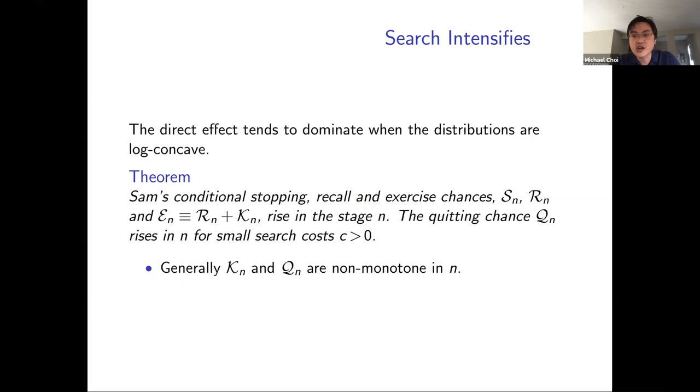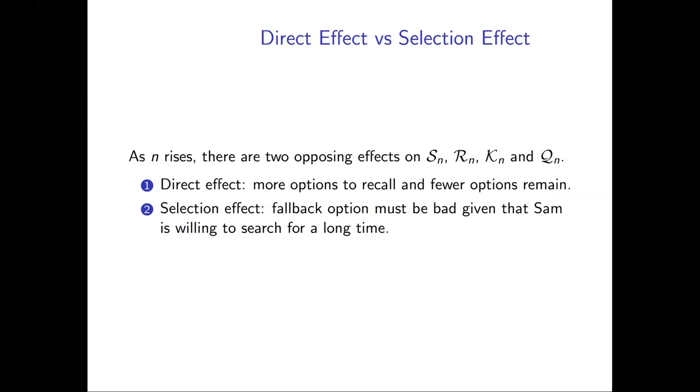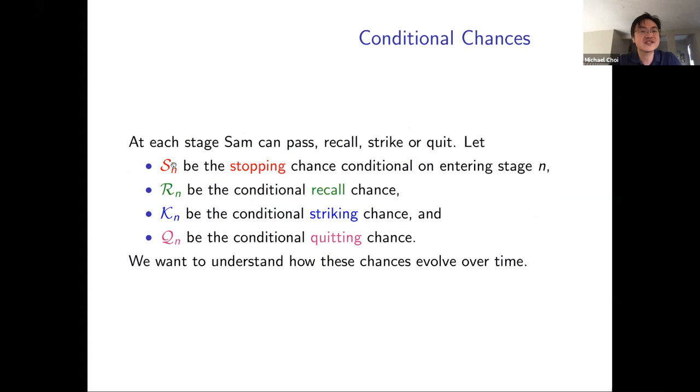Sorry, can I ask you to clarify, please? These four events, are they nested in some way? Like, they're not completely exclusive. You're right, they're not exclusive. So what does stop mean? Stop includes everything that you can do in terms of exercising options. So stop will include recall or strike or quit. So stop will include the other three events. Yes, I should have mentioned it. We think these are important probabilities, but they are not necessarily exclusive.